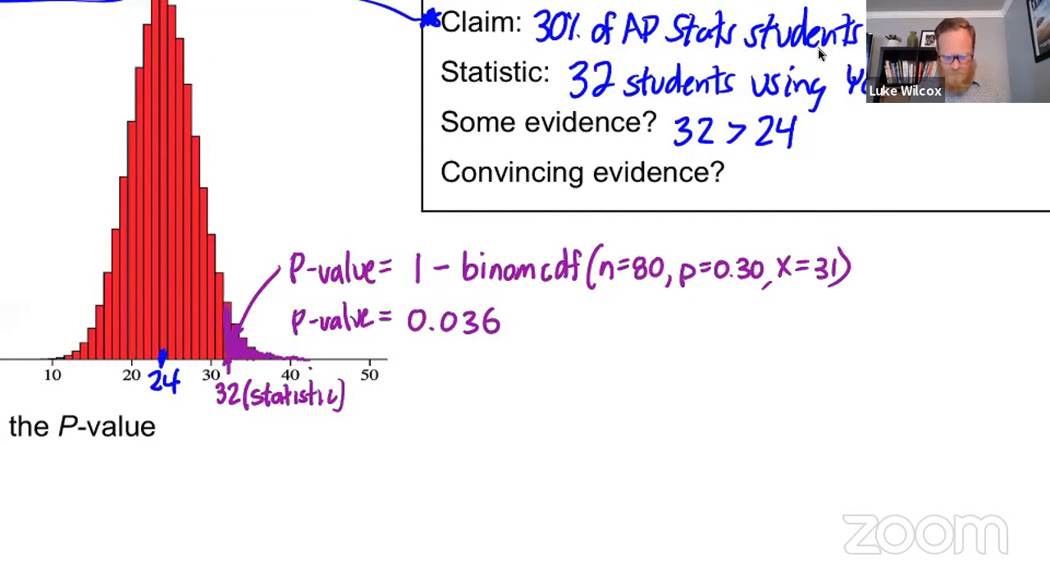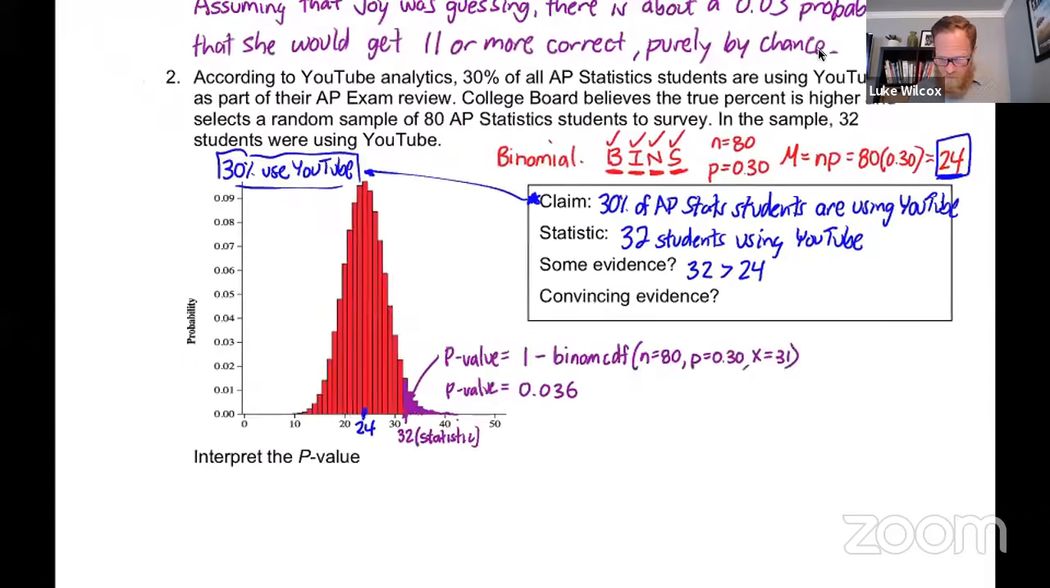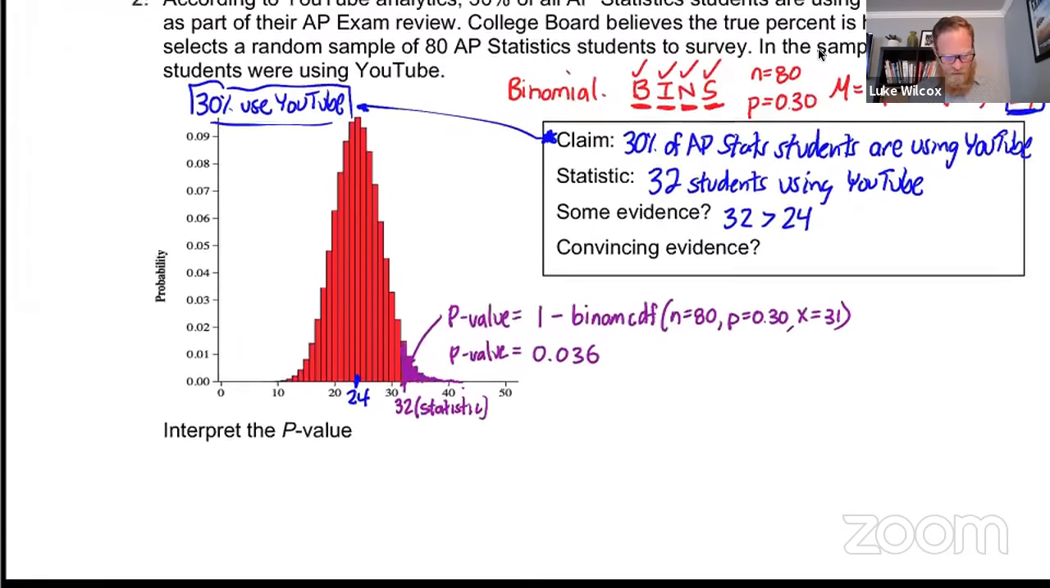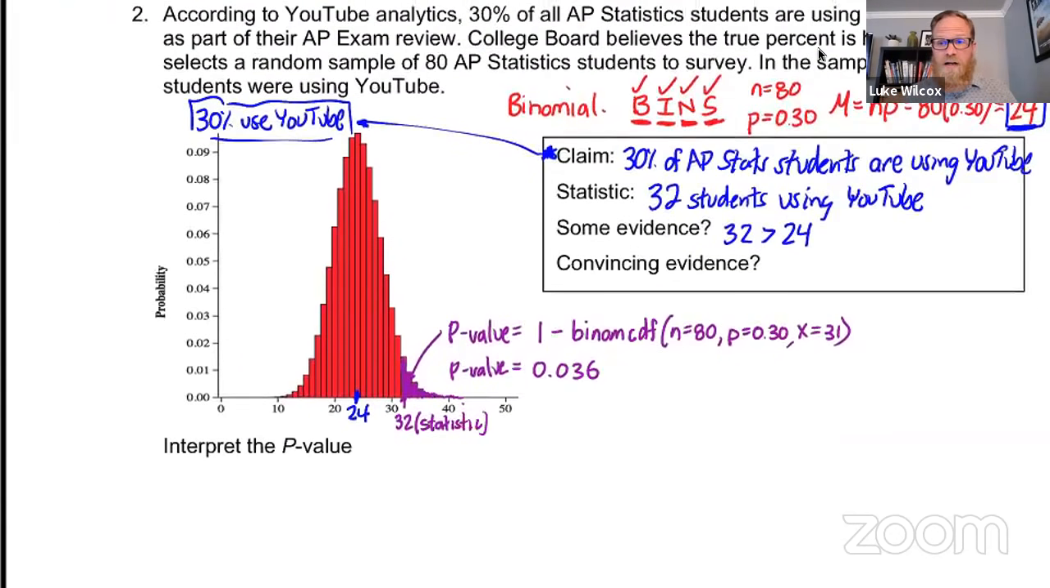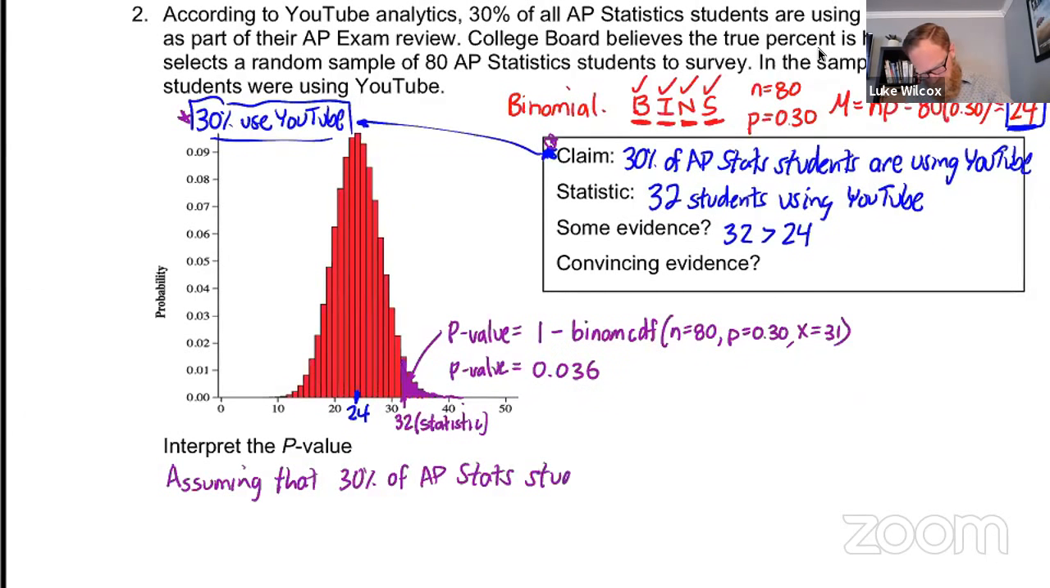That's our p-value. So I think we are now ready to try and interpret that p-value, and I'm going to try and use a similar interpretation as we did in the Joy-Parkinson's example. I'm going to start out with the claim that we assumed to be true. So we're going to say, assuming that 30% of AP Stat students use YouTube.